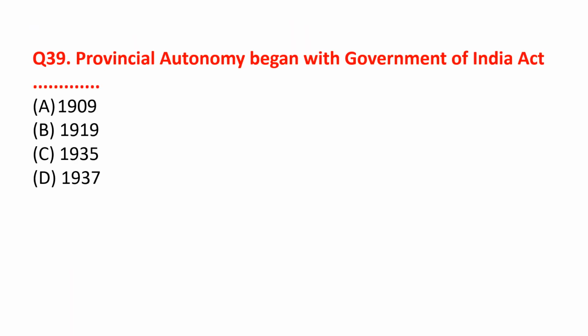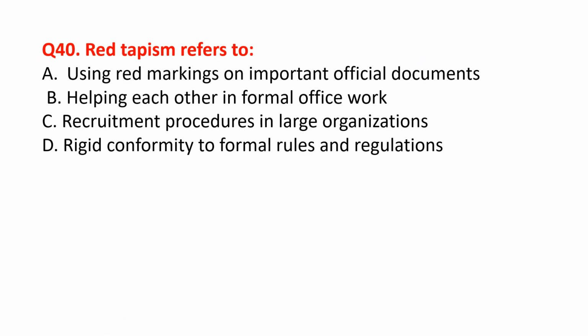Provincial autonomy began with Government of India Act. The provincial autonomy began by the 1935 Government of India Act. Red tapism refers to rigid conformity to formal rules and regulations.